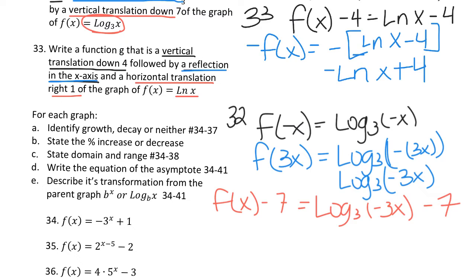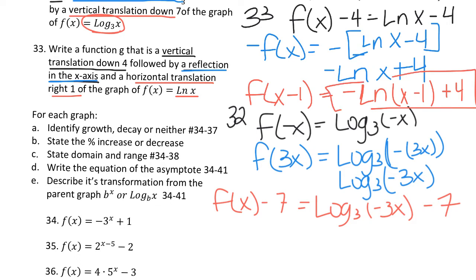And then lastly, a horizontal translation to the right 1. That's f of x minus 1, which is negative natural log of x minus 1 in parentheses, and then the plus 4 outside the parentheses. And that's your final answer there.